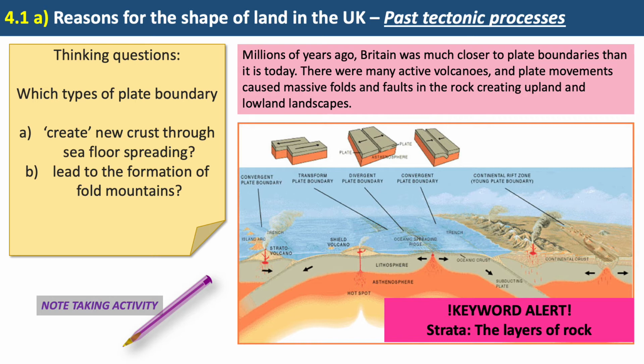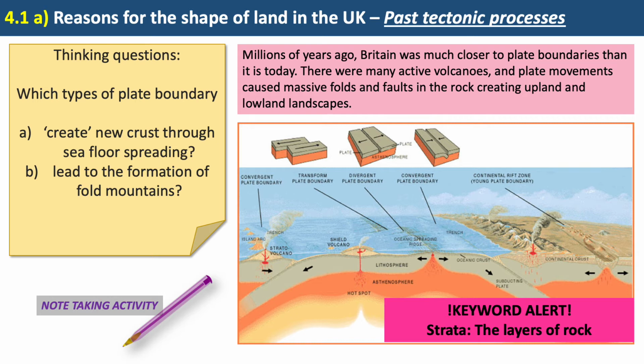So what type of plate boundary creates new crust? And this is due to seafloor spreading. So on what type of plate boundary do we find that magma comes up as lava, cools, and pushes plates apart? We've got three examples there, the three diagrams. Think back to year 8. Think back to year 9. You have done it before.